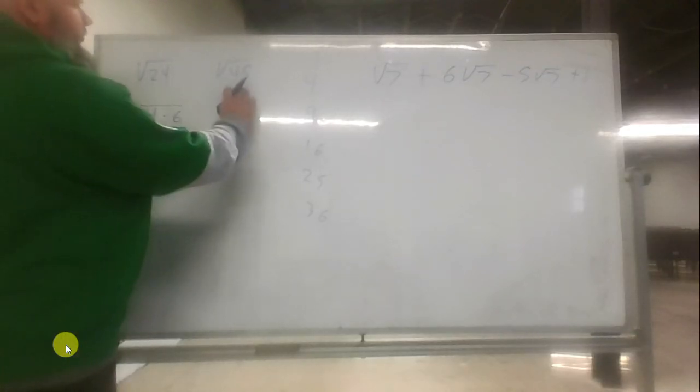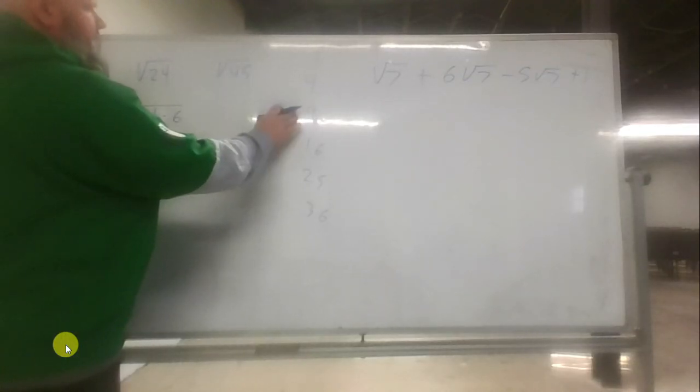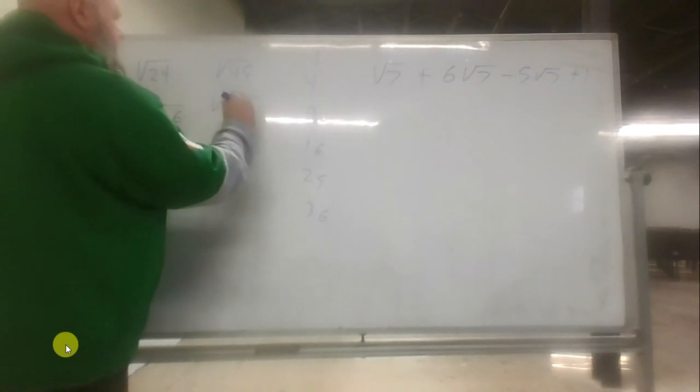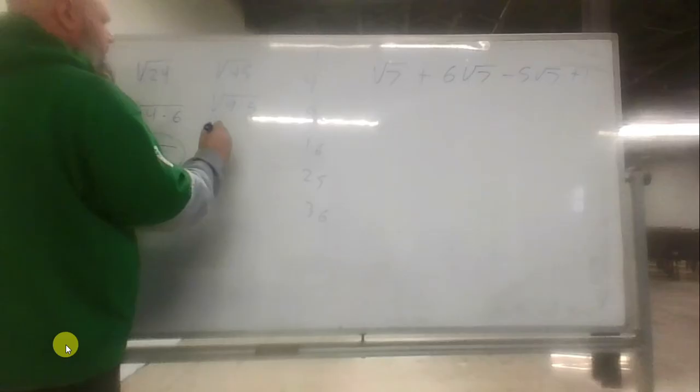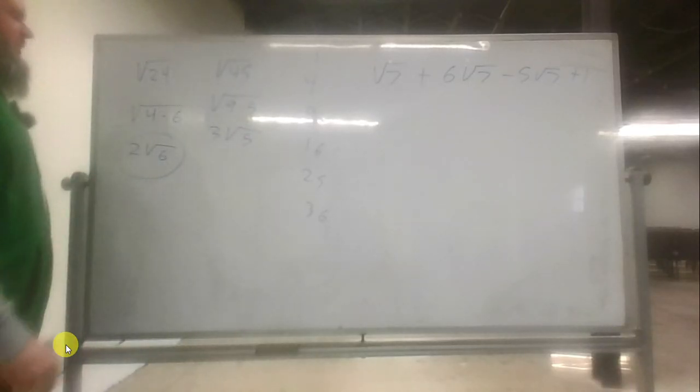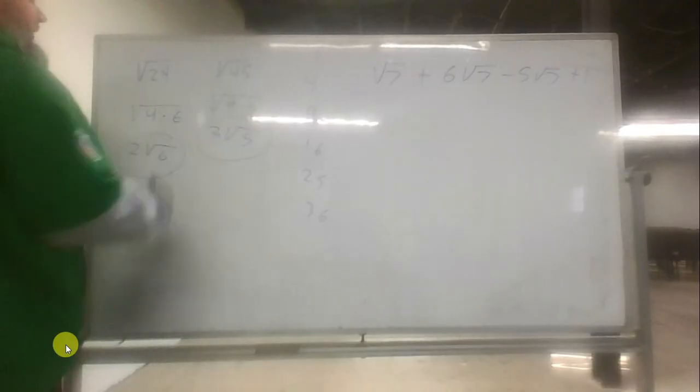Now let's look at the square root of 45. Well, 9 is a factor of 45, so I can rewrite this as the square root of 9 times 5. The square root of 9 is 3. You're left with root 5. And that's your final answer.